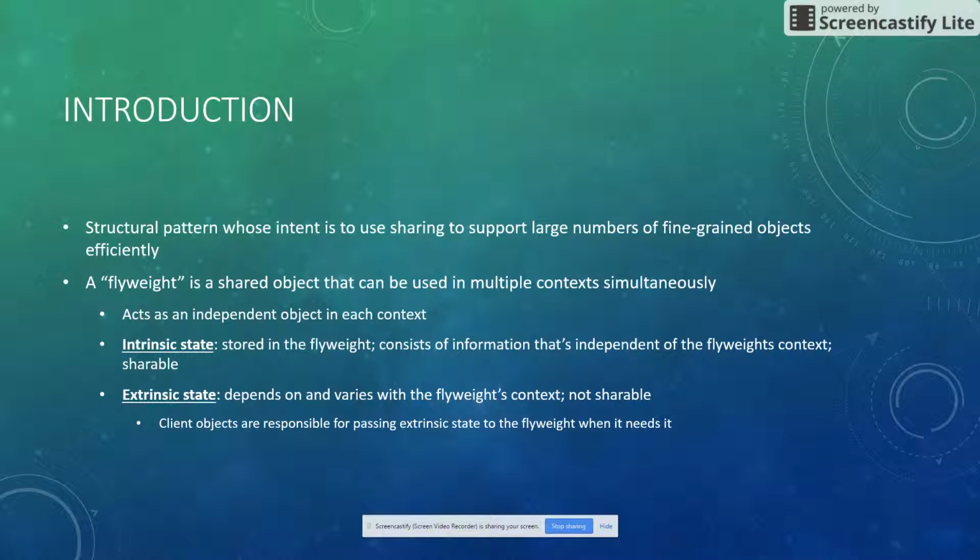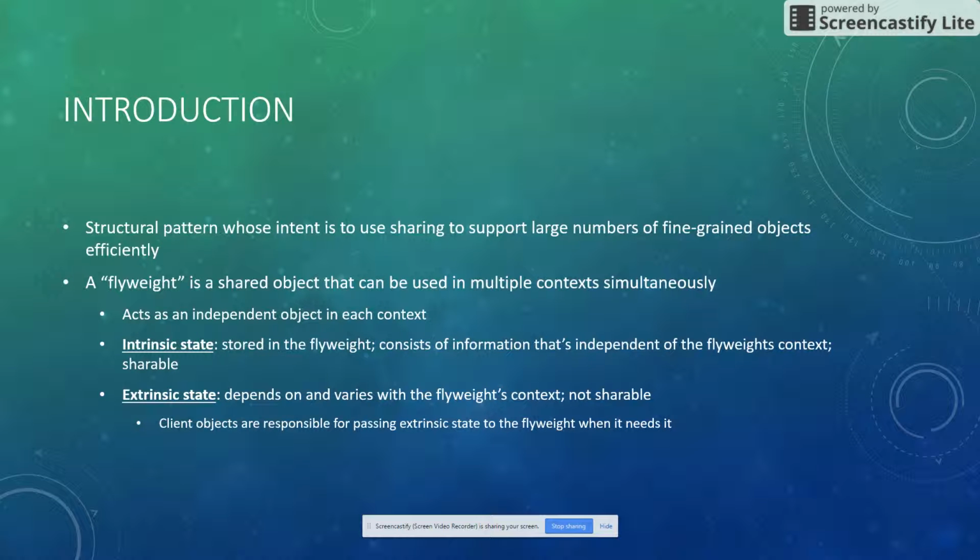So for the intro, it is a structural pattern whose intent is to use sharing to support large numbers of fine-grained objects efficiently. A flyweight is a shared object that can be used in multiple contexts simultaneously, so it acts as an independent object for each context.